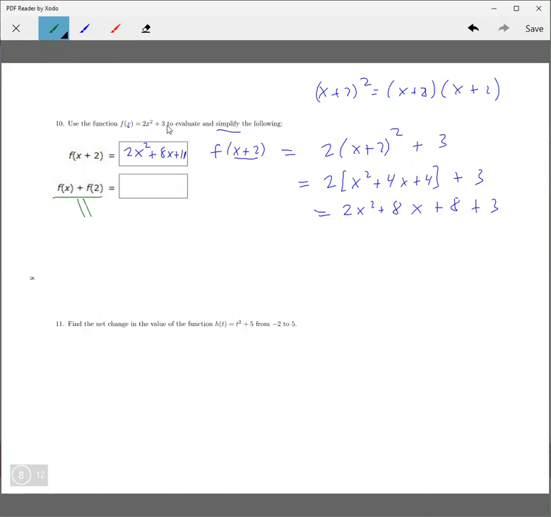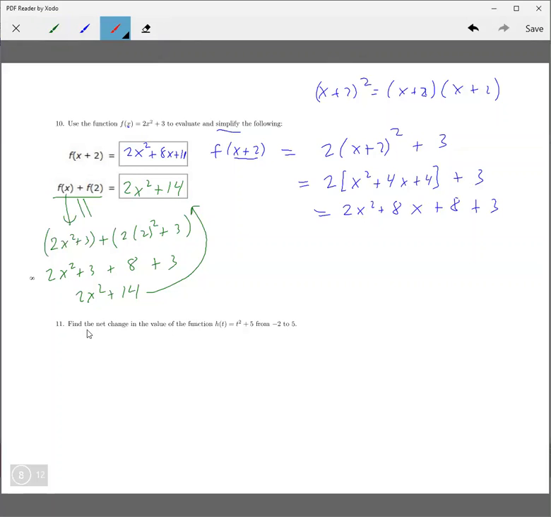So you already have an f of x, which is this. So this is going to be 2x squared plus 3. And then f of 2, you're plugging a 2 in for x. So that's 2 times 2 squared plus 3. So this is all 8, and that's 3, and so 8 and 3 and 3 is 14. Okay, great.